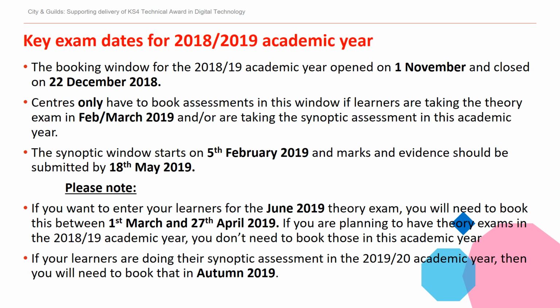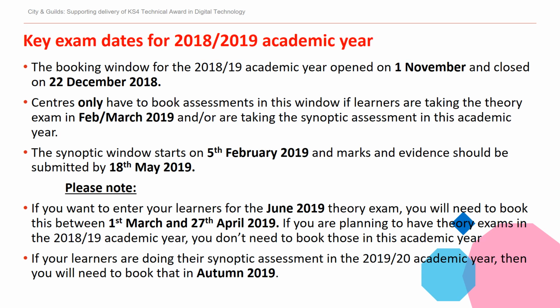On this slide, we're looking at some key exam dates for the 2018 and 2019 academic year. And this provides a series of dates that are critical for booking windows, which close this year on the 22nd of December for the first exam for the technical award for this year. Centres only have to book assessments in this window if they're actually taking the theory exam in February and March 2019, or are taking the Synoptic in this academic year.